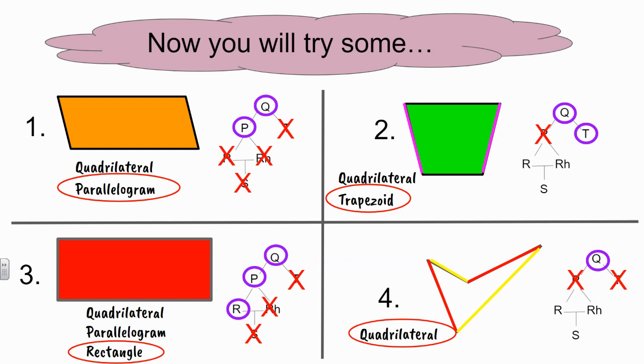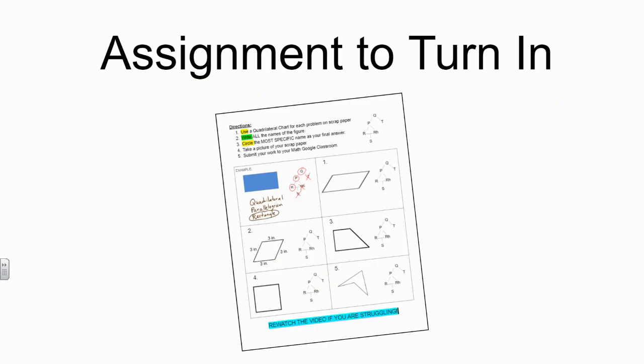If you did well on this, that should tell you that you're ready to do your assignment. If you're very confused on this, then I would go back and rewatch some of the videos because your assignment will be very, very similar to this. Your assignment will be a link that you're going to click on. It will be 5 questions that you need to do on scrap paper and submit to your teacher in their Math Google Classroom.